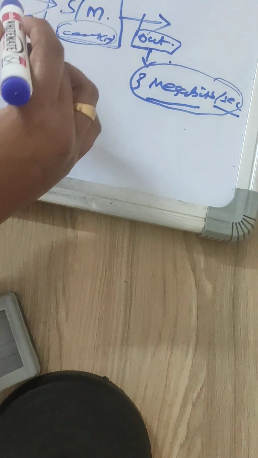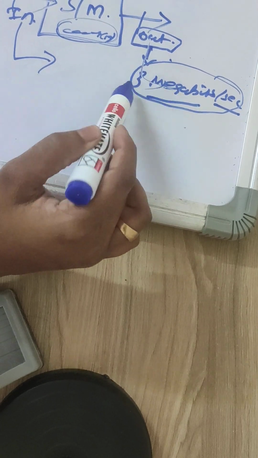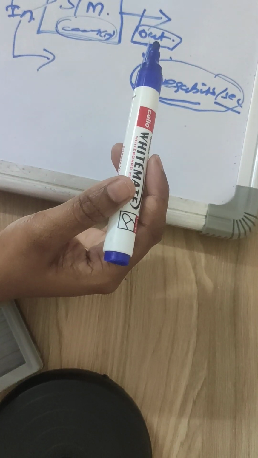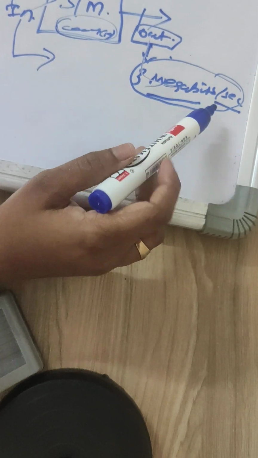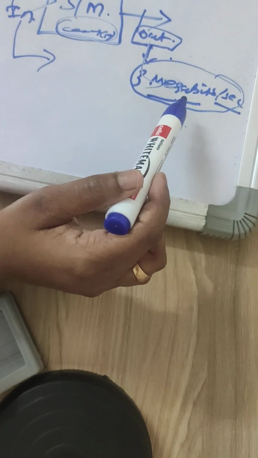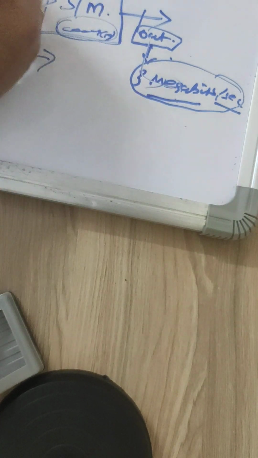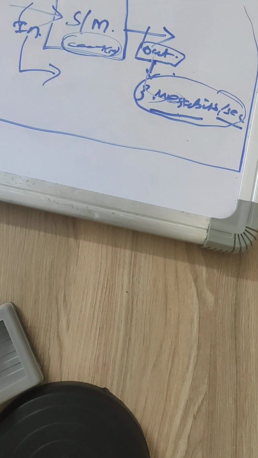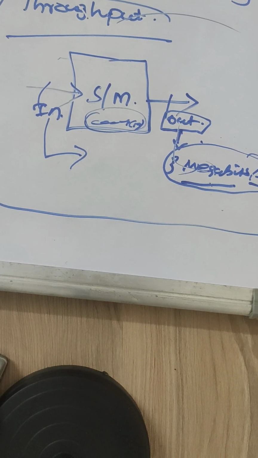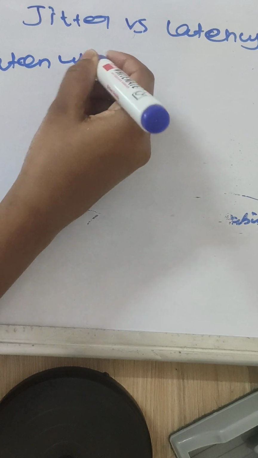So at which rate we give the input and at which rate we get the output, that throughput is with respect to speed. Per second, how many bits get transferred, that is what we call throughput. Throughput is only with respect to the output.